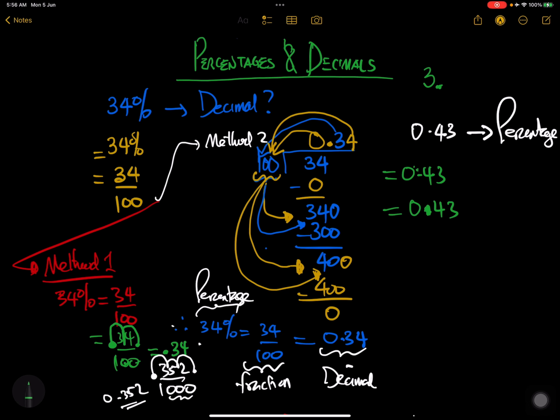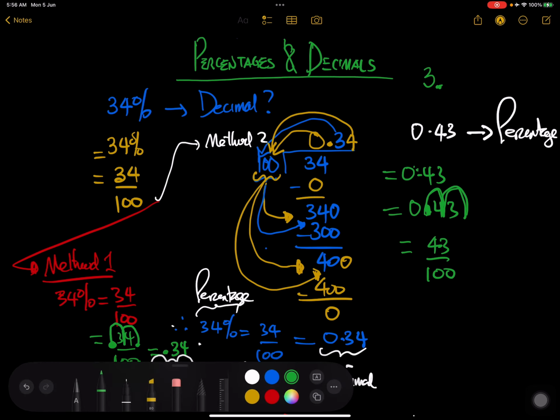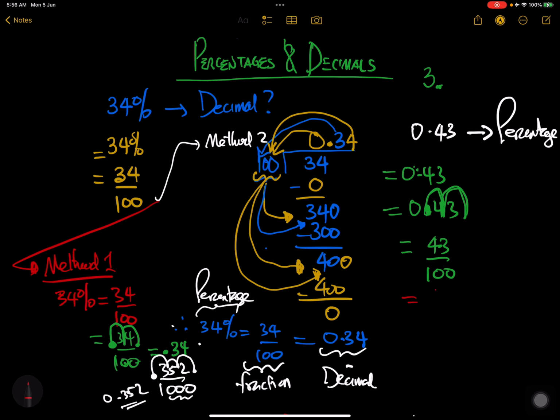To the right. So we're going to have 1, 2. And then when we do that, we're able to get what? 43 divided by 100. We moved it 2 times. That's why we have the 100 down there. And then we will multiply this 43 divided by 100 by 100%. Why? Because we want to convert into percentage.